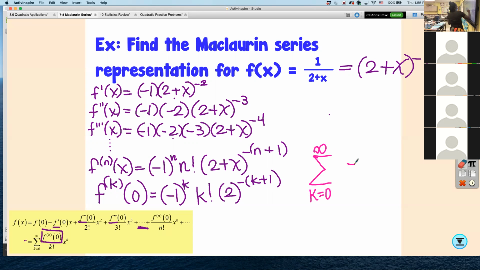I take a moment to make sure everything is going well. -1 to the k power, k factorial, 2 to the negative k plus 1. So that right there, what I've written so far in the pink, just represents what I've boxed in purple in my formula. I divide it by k factorial, and then I multiply it by x to the k power.